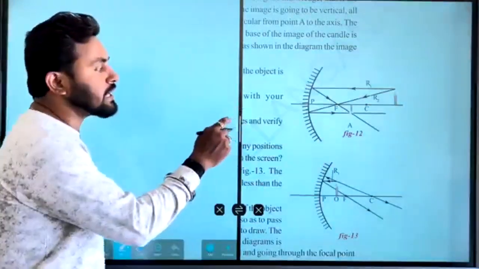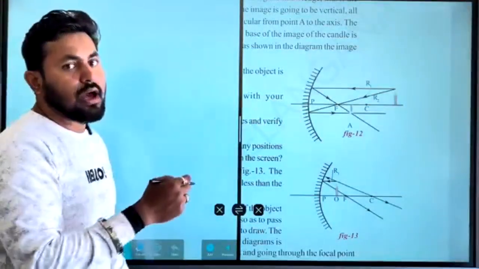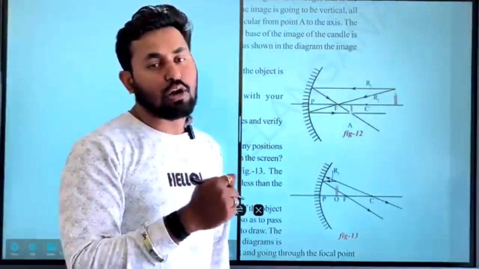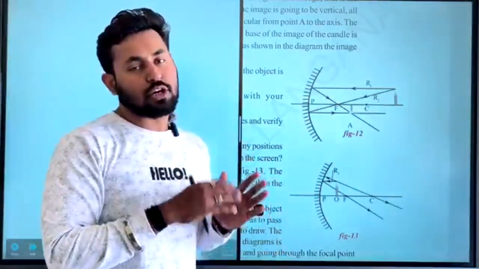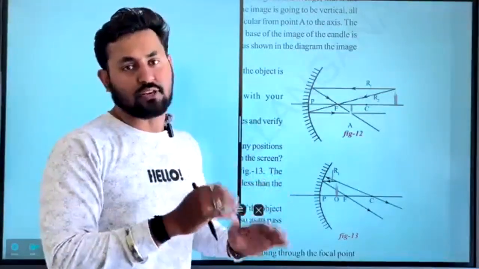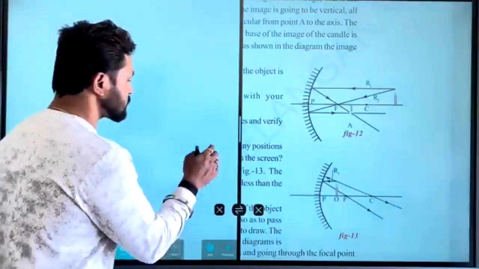Let me draw the ray diagram roughly over here, how the incident ray is falling, everything. I'll explain it again. Then we will continue with the third case, fourth case, fifth case, and the sixth case. Let's continue.